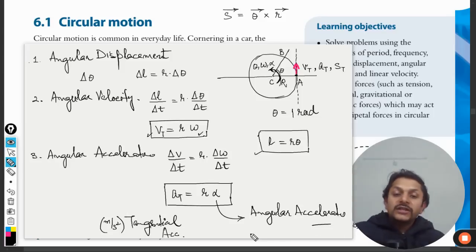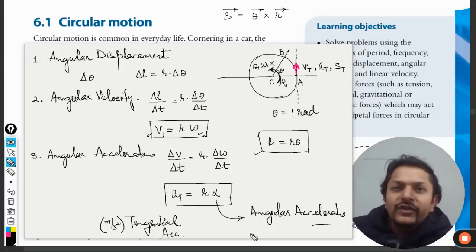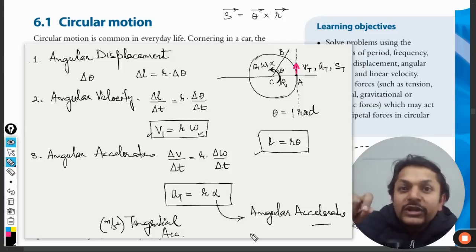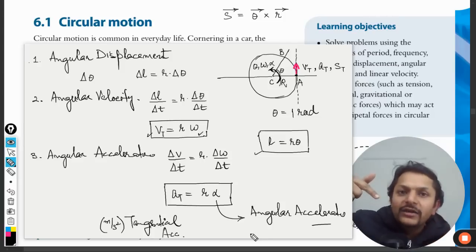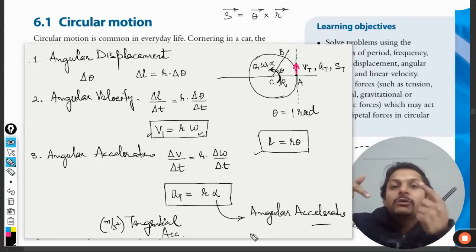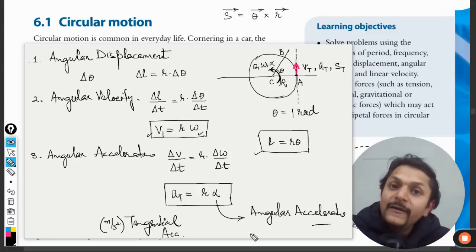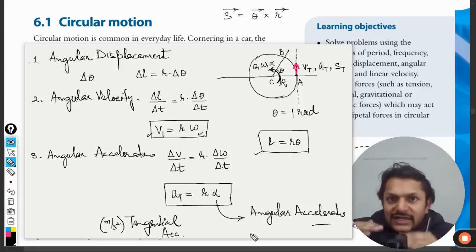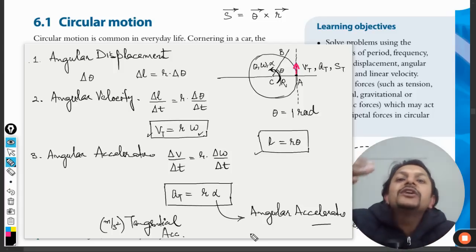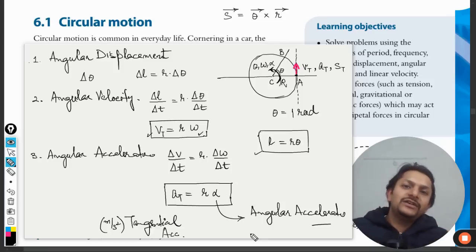Like you can think of a fan. The fan is moving and you say that no, I'm not feeling the wind, so I just want to increase the speed of the fan. So when you increase the speed of the fan, it was earlier moving with omega 1, and now it is increasing and it will become omega 2. So once it starts increasing, that is the angular acceleration. Yeah, it is taking some time to increase its omega from omega 1 to omega 2. That is called angular acceleration.